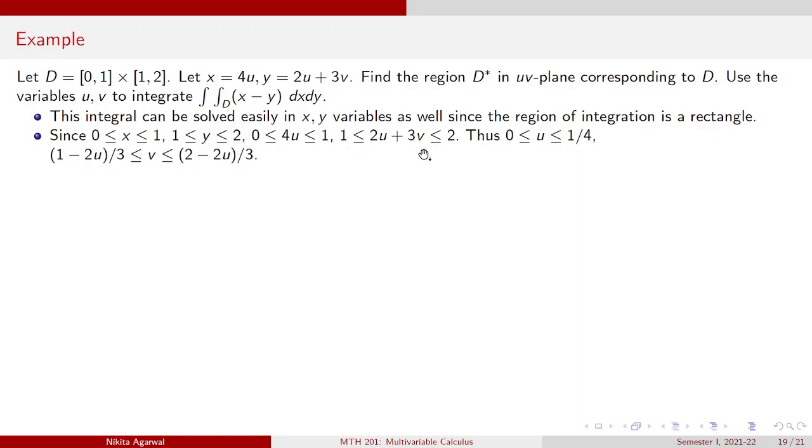If you rewrite these inequalities, the first inequality becomes u lies between 0 and 1 by 4, by dividing this entire inequality by 4. And for the second one, the limits of u are independent of v, so the v limits can be obtained as functions of u. You first subtract 2u from the entire inequality and divide by 3. So this is what you get.